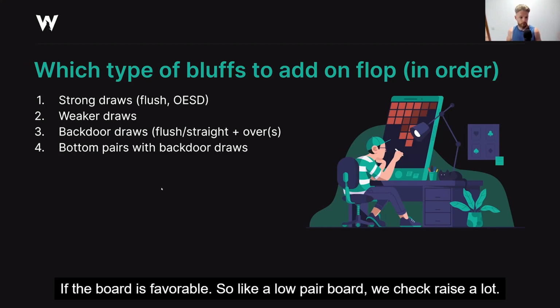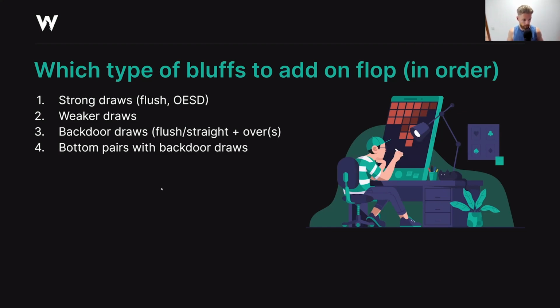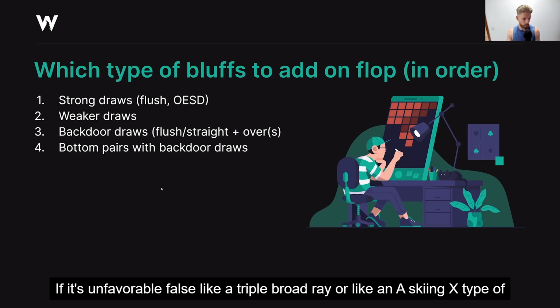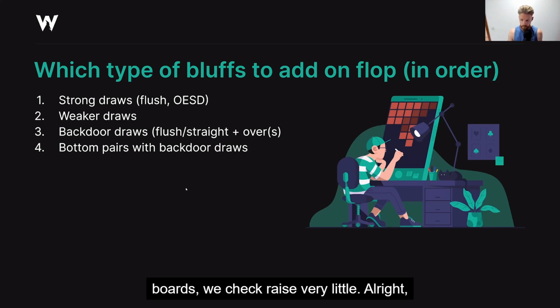If the board is favorable, like a low pair board, we check raise a lot. If it's unfavorable for us, like a triple Broadway or an ace king X type of board, we check raise very little. All right.